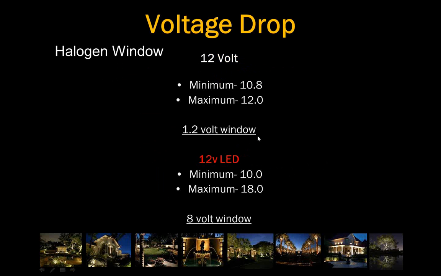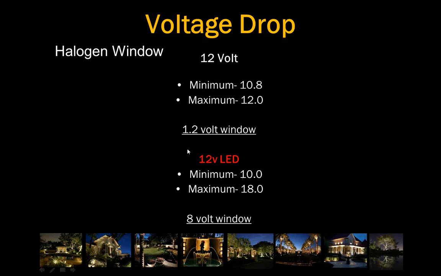So if you take a look at a halogen system, according to the manufacturers, you need to be running anywhere from 10.8 to 12 volts in order to get that lamp to work correctly. It's really only a 1.2 volt window. It's a really small target to hit. If I go anything below 10.8, that's where I get those really dim lights. If I go above the 12, that's where I get the really bright ones and the hot spots. And also, if I run anything higher than 12 volts, I'm really shortening the lamp life of that fixture. So I may have to start replacing those every 2 or 3 months because of running them way too hot.